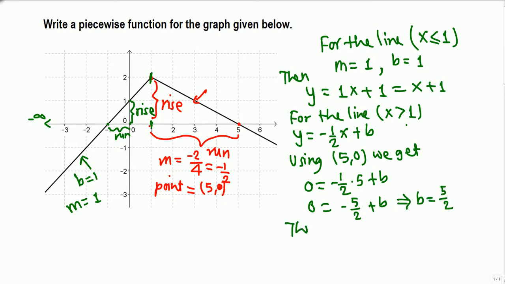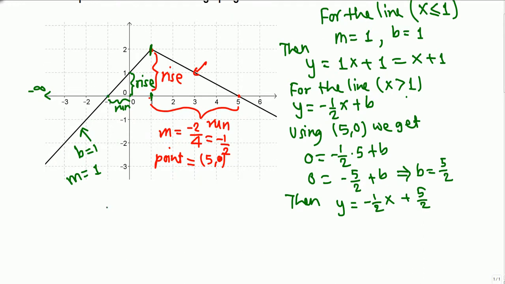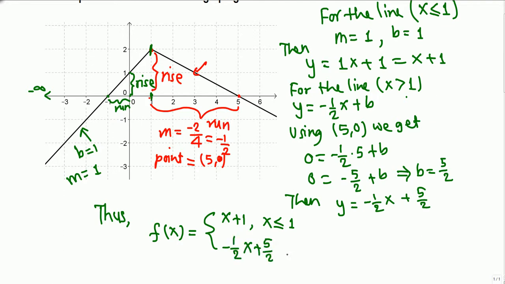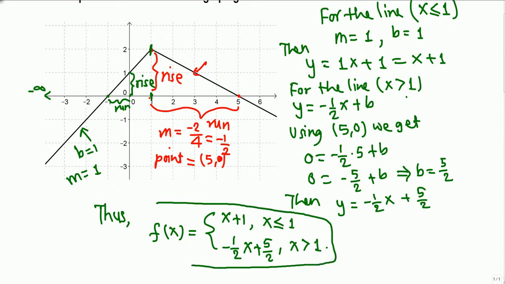Then the equation will be y equals mx plus b. y equals, slope is negative 1/2, x plus b is 5 halves. Now we put these two lines together, thus the final answer will be f(x) equals two parts. The first part is x plus 1 when x is less than or equal to 1, and the second part is negative 1/2 x plus 5 halves when x is bigger than 1. Final. Okay, this is the answer.